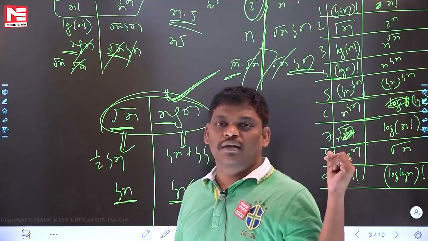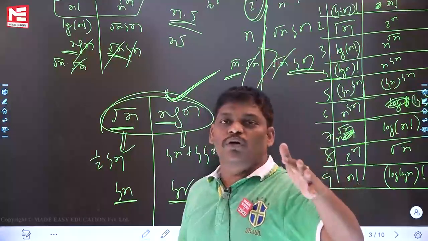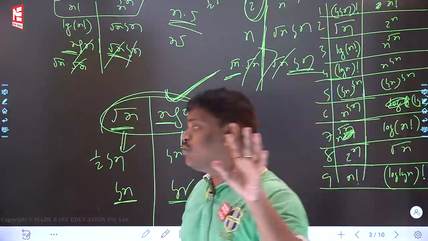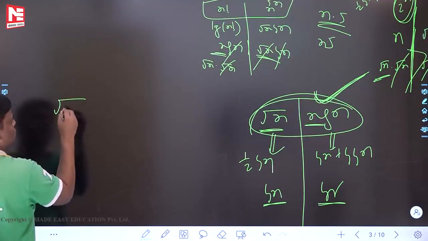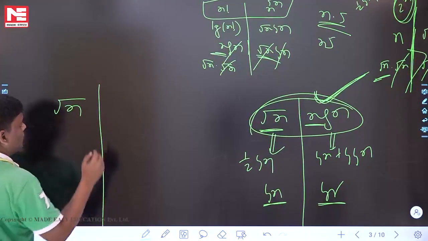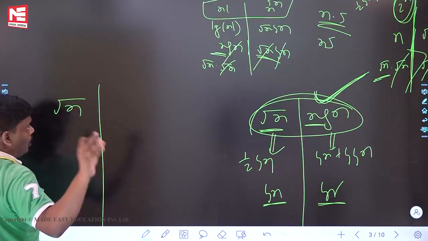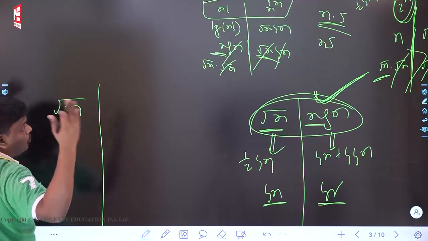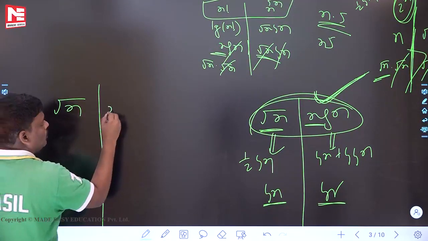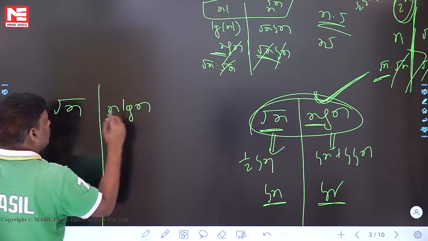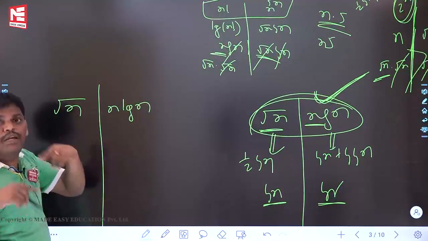Some students are asking, sir, I want to use log, how should I do it? If you want to use log, at least follow this. Through experience, I got to know, try to avoid using log. That is the first condition. Still, if you want to use it, then the minimum thing you can do is, with root n here and n log n here, at least simplify first before applying log.